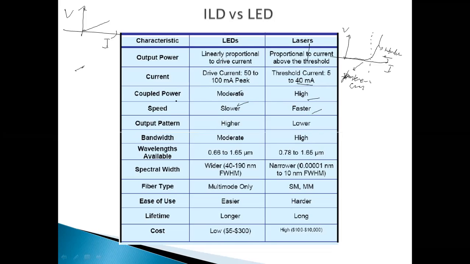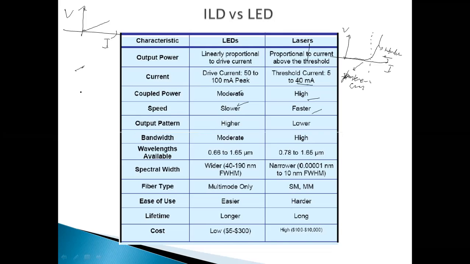Then we have the output pattern. The output pattern is higher for the LED and lower for the laser diode. I'm not sure what is meant by output pattern here, but I believe this is somehow related to the angle. It's more towards the angle of the output radiation pattern.